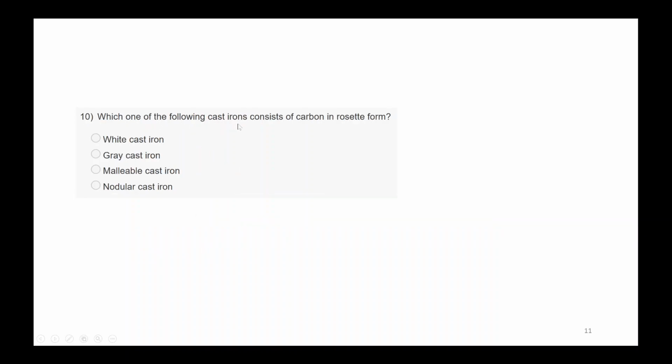So which one of the following cast irons consists of carbon in rosette form? Your options are white cast iron, grey cast iron, malleable cast iron, or nodular cast iron. Answer will be malleable cast iron.